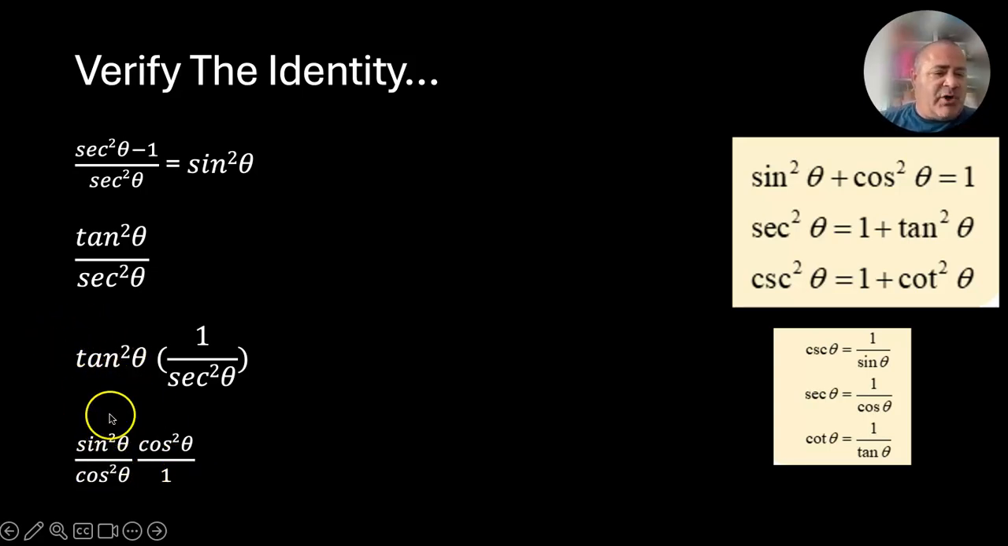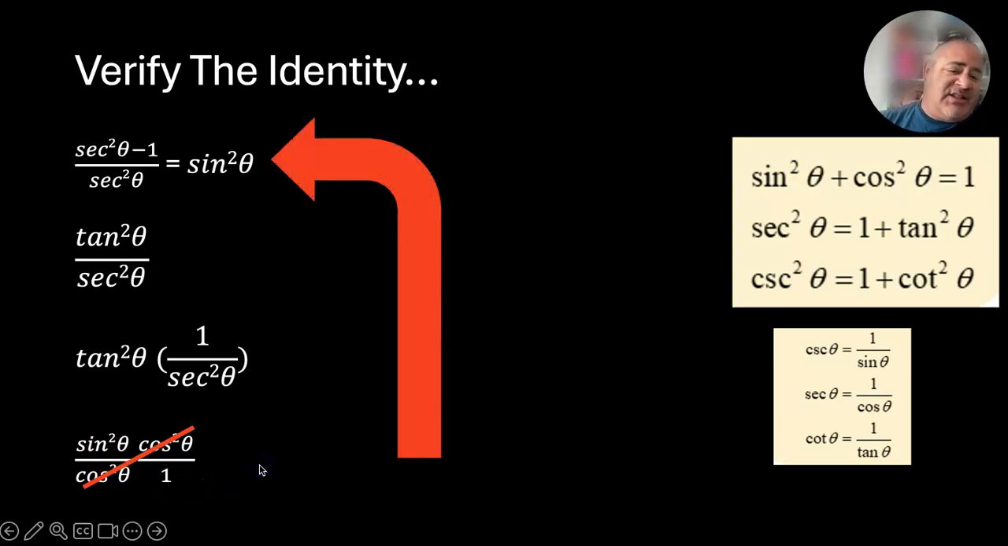Tangent is just sine over cosine, so tangent squared is sine squared over cosine squared. Remember, secant is the reciprocal of cosine, so secant squared is the reciprocal of cosine squared. So we're just going to flip it, and this becomes then cosine squared. Well, now we've got sine squared cosine squared over cosine squared times 1, and these cosine squareds are going to cancel out, and we're left with just sine squared over 1, which is exactly what we were trying to do in the first place. So we have shown that this really does equal sine squared of theta.